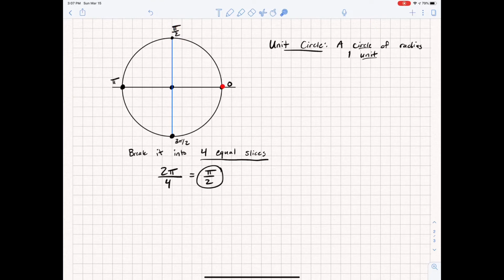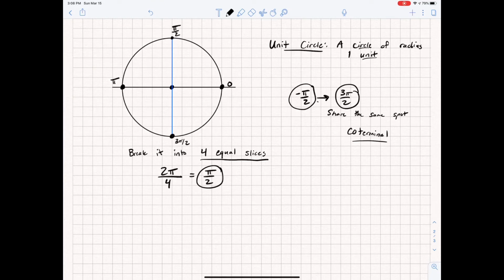If I'm starting at 0 and I want to go to, say, negative pi over 2, then I'm going to travel clockwise pi over 2, and notice how that lands at the same spot as 3 pi over 2. So there's some kind of connection between negative pi over 2 and 3 pi over 2 because they share the same spot on the circle. We call this coterminal specifically, and I'll give you a couple of examples for that once we draw out the rest of the unit circle.